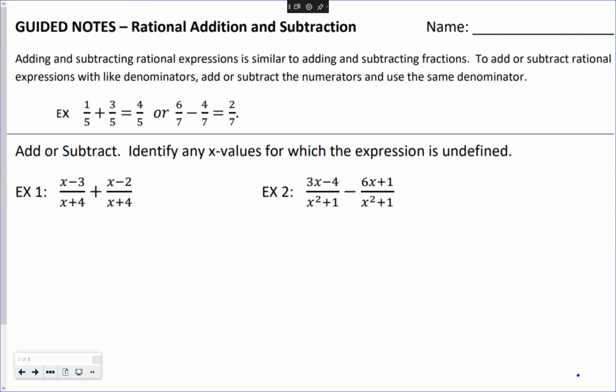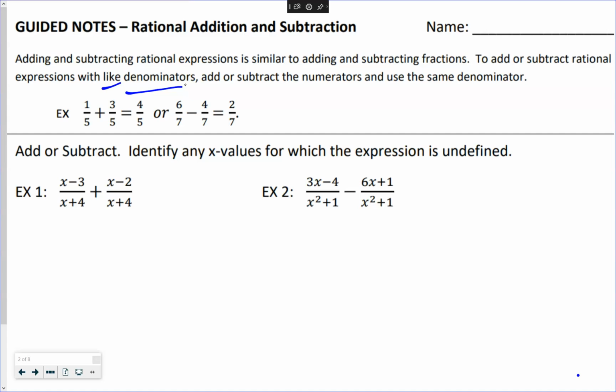When it came to multiplying and dividing, I could just go straight across and then cancel out common terms between the numerator and the denominator. Adding and subtracting, there's a little bit extra work to do. The rules with adding and subtracting are the same as adding and subtracting fractions. In order to do that, we have to have like denominators.